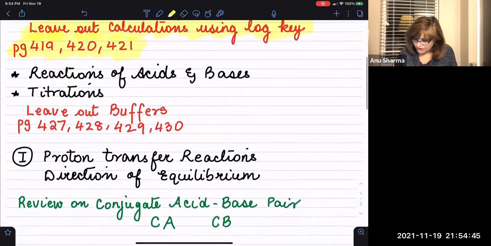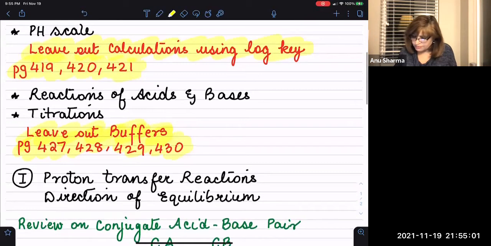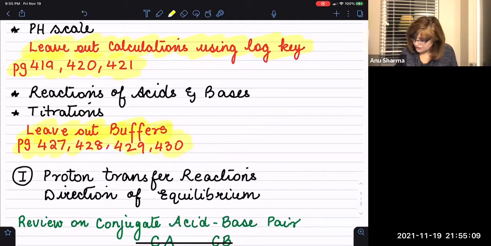And similar calculations are also with the buffers. So I'll walk you through the buffers, I'll explain what the buffers are, but when it comes to calculations using the buffers, we're not doing those. So you're going to leave these out, but advanced learners are welcome to work on their own if they want to. But I'm not going to cover anything from this on the exam. So just keep that in mind.